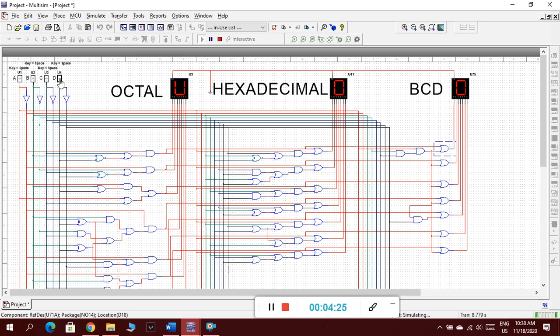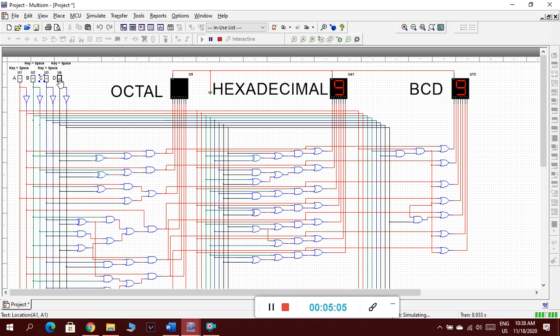Next is a 1 input, and 2, 3, 4, then 5, 6, 7, and we have 8. So in 8, as you can see, there is already no output at the octal.